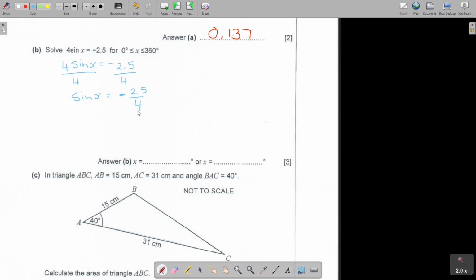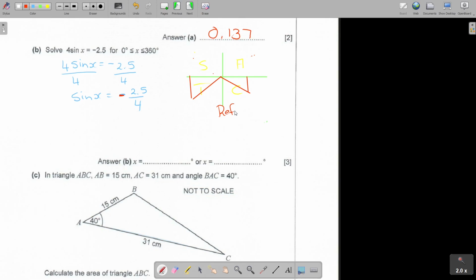So now I'm going to do my CAST diagram. Okay, there is my CAST diagram. Don't forget, CAST. Always start with the C there. Now, where is sin negative? Sin is positive in A and S, but sin is negative here. Just want to get a pencil. There is sin.